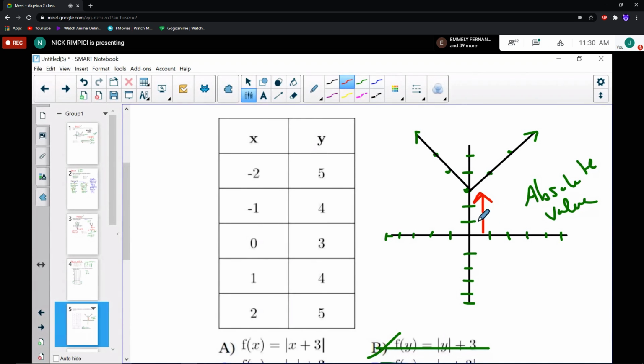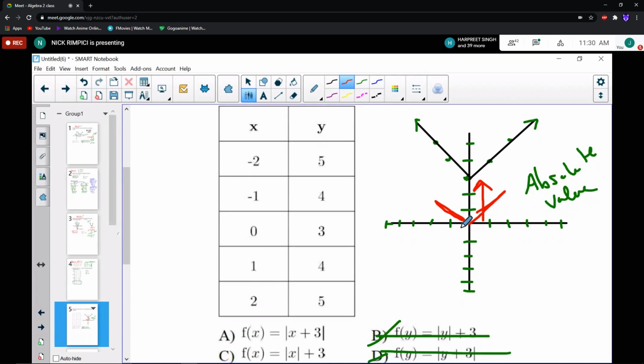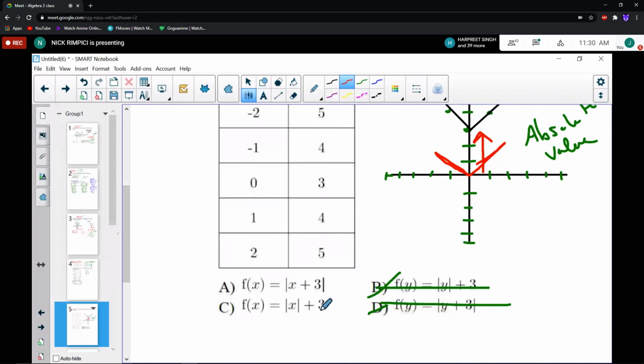The parent function would normally be here. So we are 3 units up from the origin. So we have to see which one of these gives us 3 units up from the origin. I'm going to put both of these into the computer really quick, and then we're going to be done.